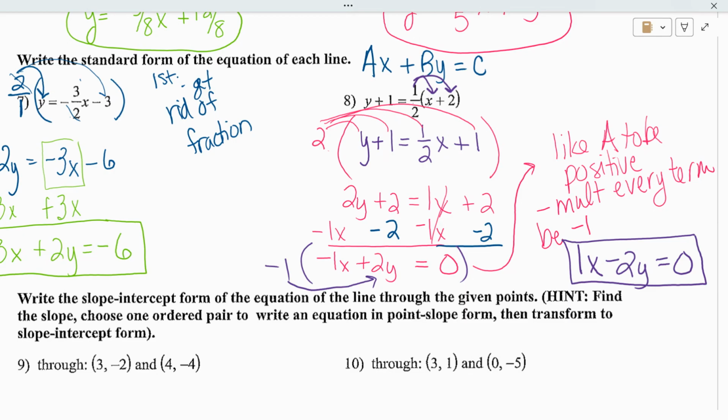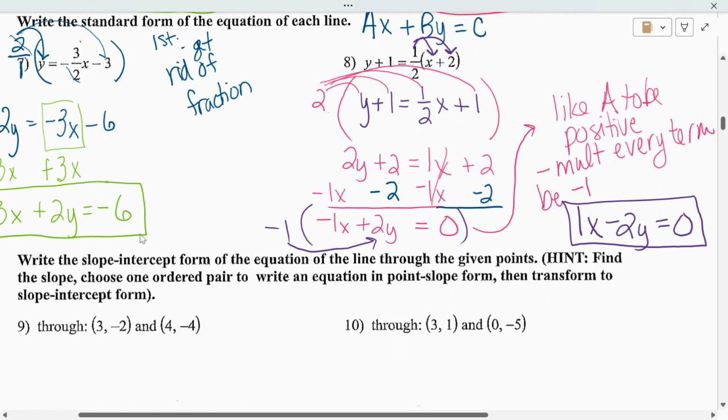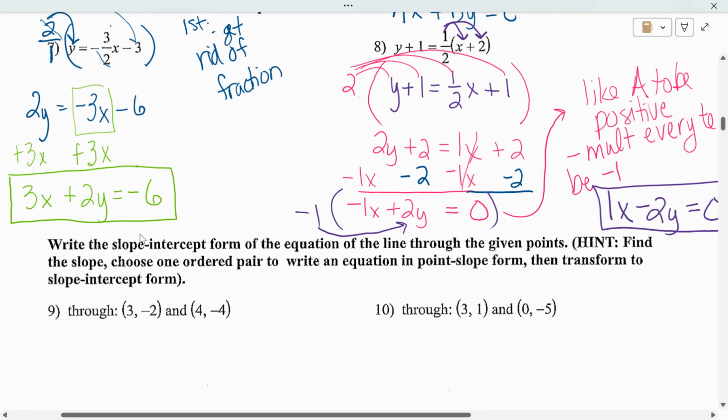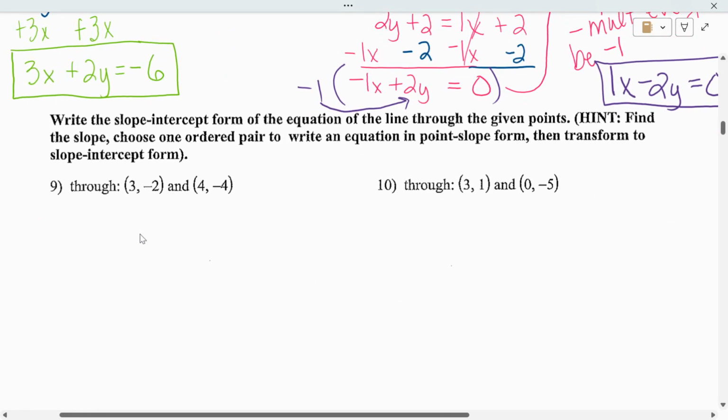I did that question twice because I was like, okay. Good with that? Okay. These last two are tricky, but I gave you a hint. I said first, find slope. And we do that using y sub 2 minus y sub 1 over x sub 2 minus x sub 1. So let's do that.